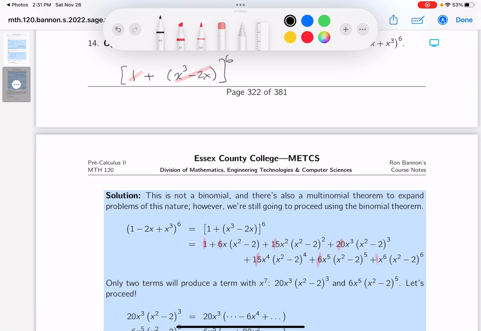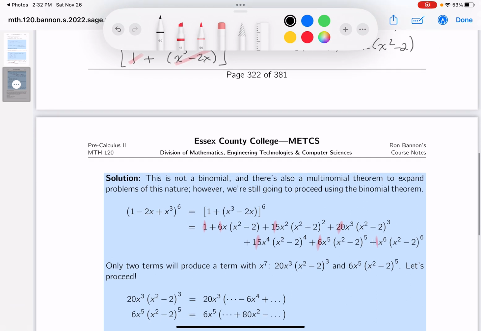But this second term, let me write that down for you, is really x^3 minus 2x. I'm going to factor that. I get x, and what do you get next? You get x^2 minus 2. And then what do we do? Kind of go through the list. 1 power of it, that would be this over here. The second power of it would be this one over here. 3rd power, 4th power, 5th power, 6th power.